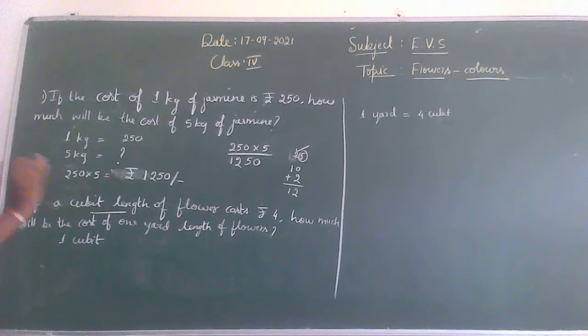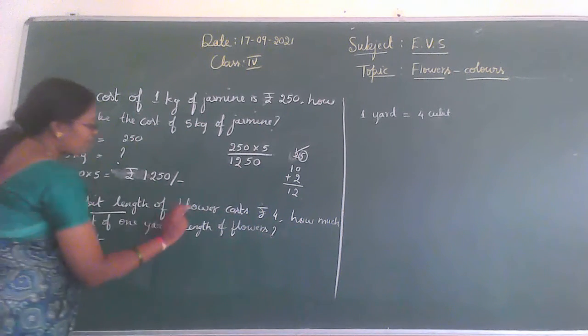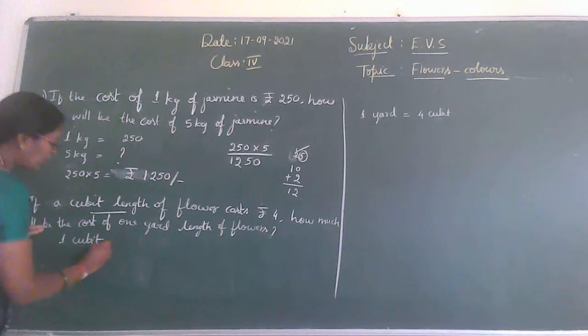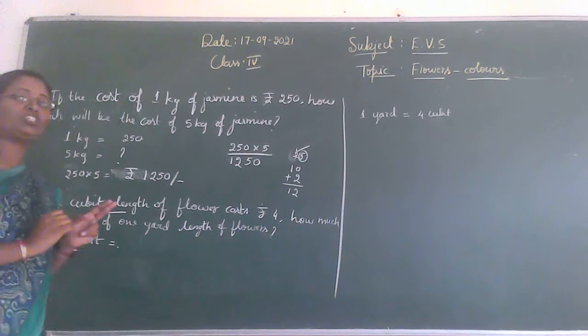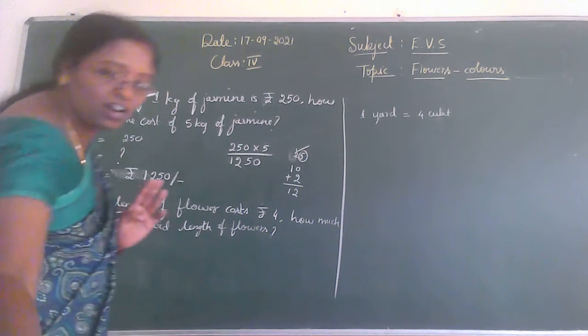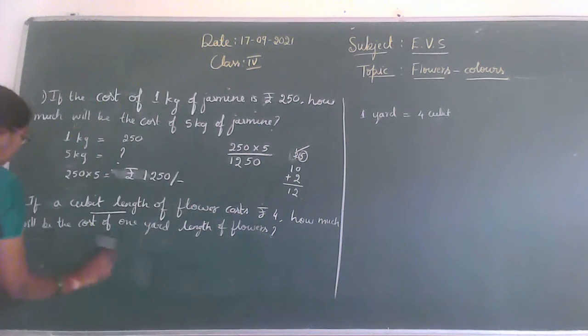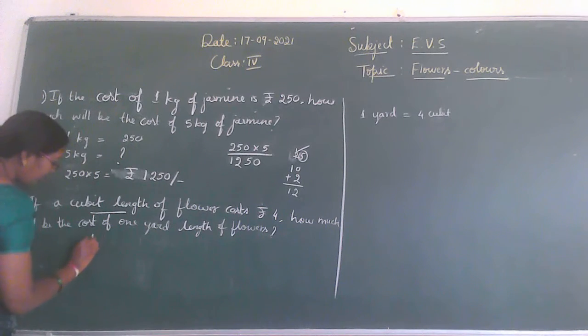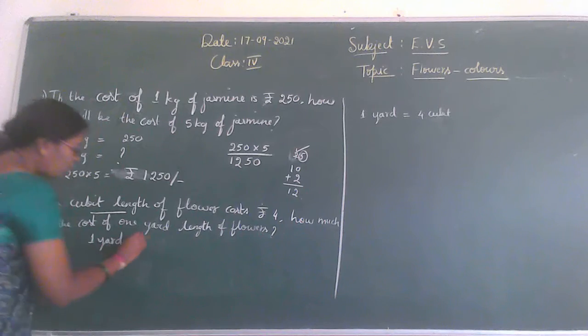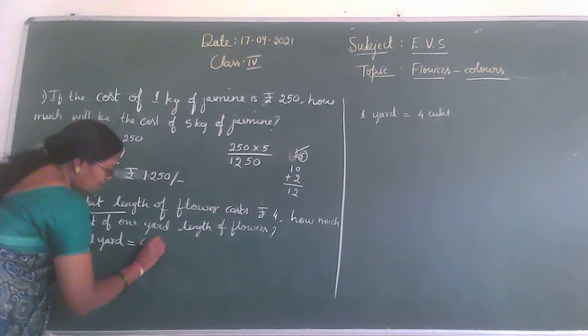First, children, mind it. What is a cubit? What is a yard? What is the difference between these? So 1 cubit means how much yard? Sorry, 1 yard is equal to 4 cubit.